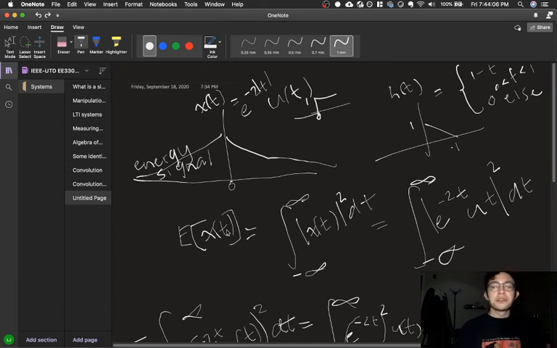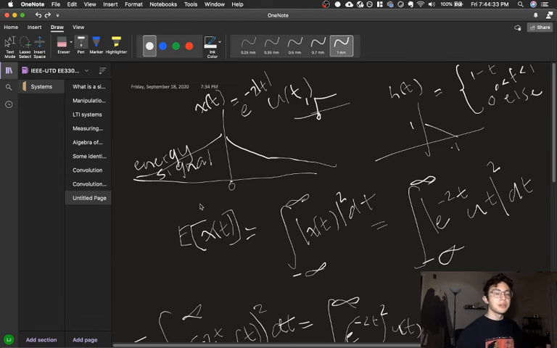It really depends on the style of the question. I can't say for certain what the question's going to be, but I would be able to compute the energy of any aperiodic signal that you have, and I would be able to compute the power of any periodic signal that you have.